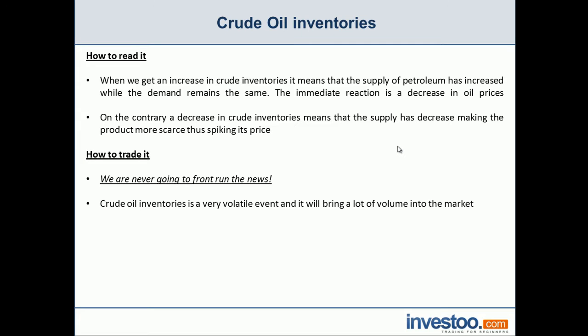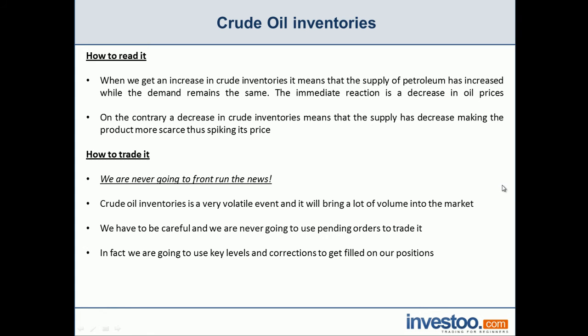So how are we going to trade it? Of course, we are never going to front run crude oil inventories, because crude oil inventory is a very volatile event and it will bring a lot of volume in the market. And you're going to see in the actual example of historic price action during the release that because of the volatility in the market during moments before and during the release, we can't even use pending orders. So we have to be careful, and we are never going to use them.